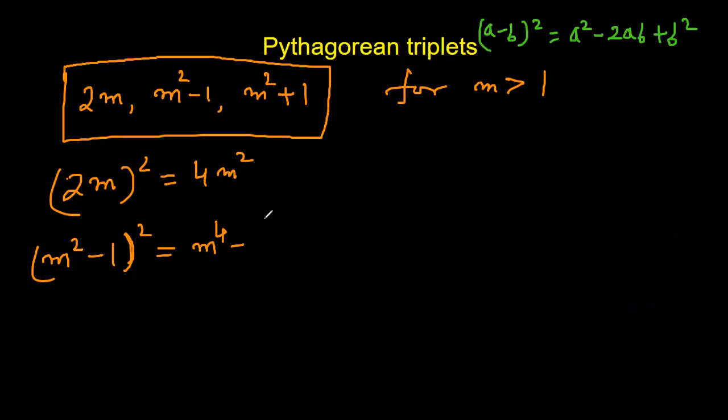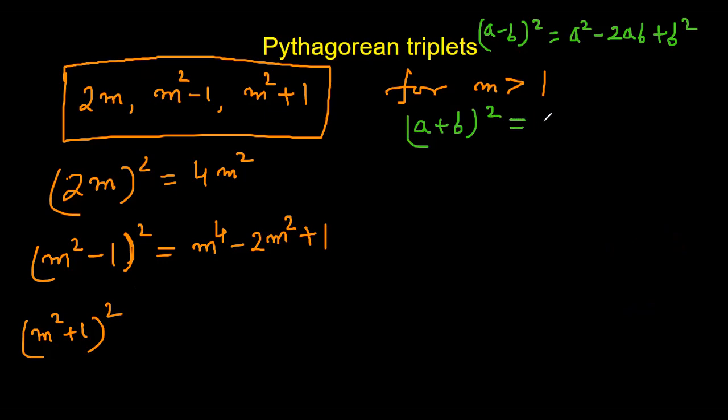So here we write minus 2m square, and plus b square means plus 1. Now what is the third term? It is m square plus 1 whole square. Again, we apply the formula of a plus b whole square. What is the formula? These formulas should be learned by heart, or you must already be remembering them: a square plus 2ab plus b square. If you don't remember, just write it once. It will stay in your memory for long.